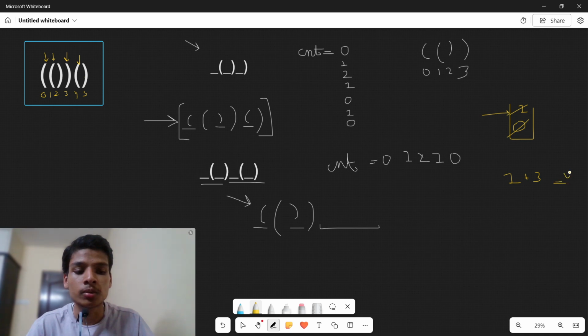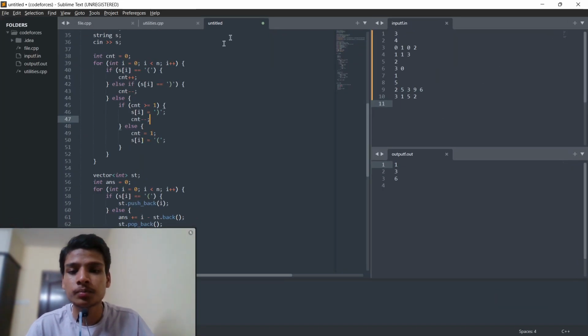And what is the final answer? That is 4. So I think this is very much easy. So that's how you can solve the problem. Now see, I will show the code.